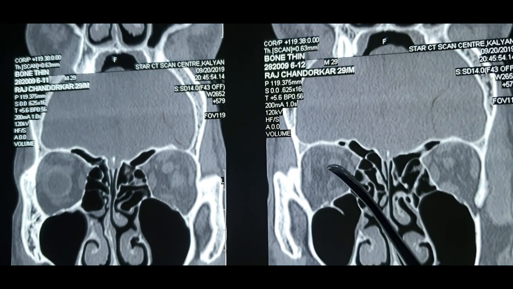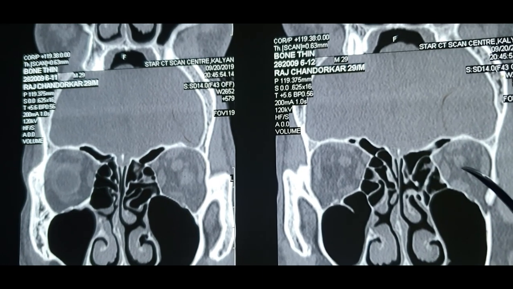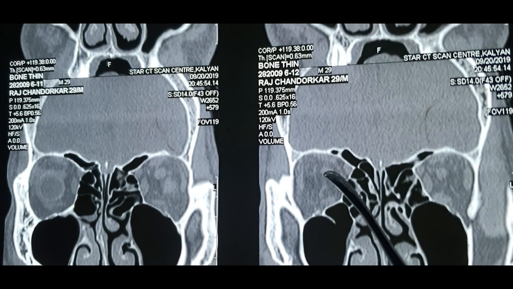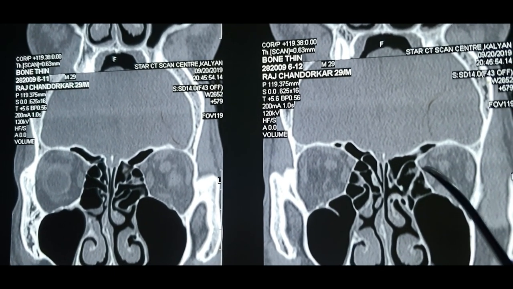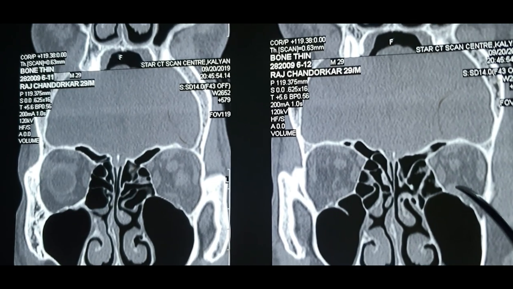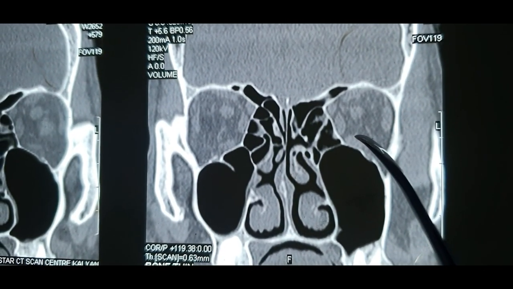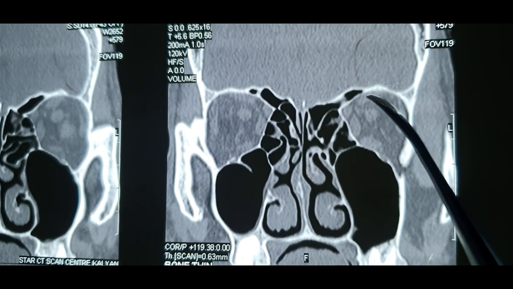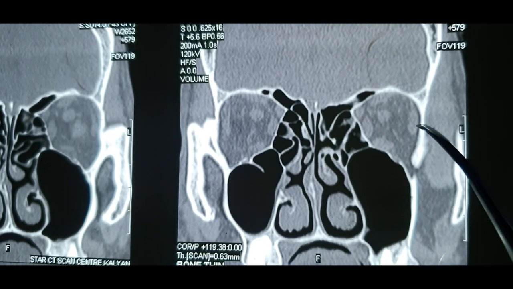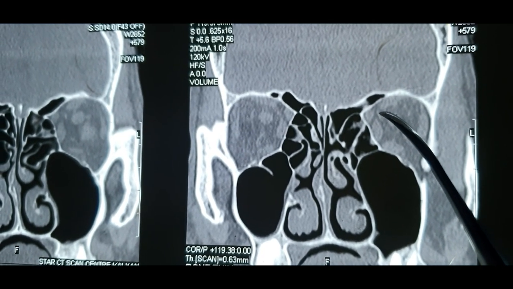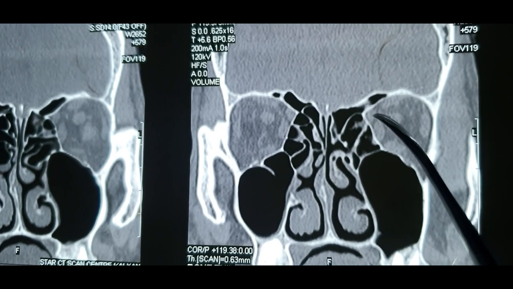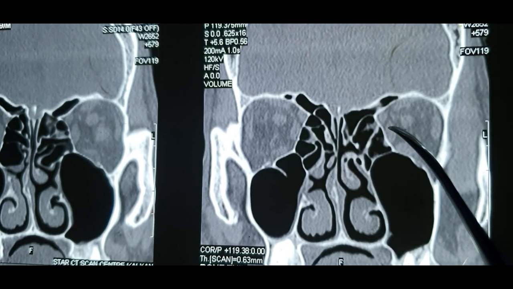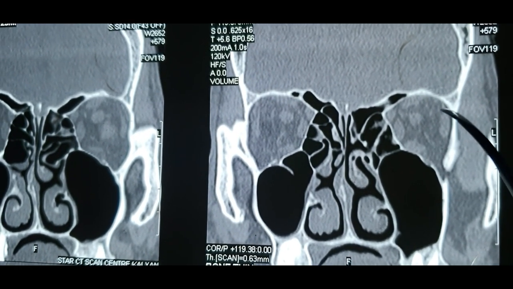So yes, we can see the optic nerve on the CT scan as well, in the axial, coronal and sagittal sections. This is the optic nerve in the center, and these are the muscles on the periphery. This is the inferior rectus, the superior rectus, the medial rectus, the lateral rectus. Here you can see one more structure, the superior oblique muscle. So superior oblique and medial rectus, this is the area of the muscles.